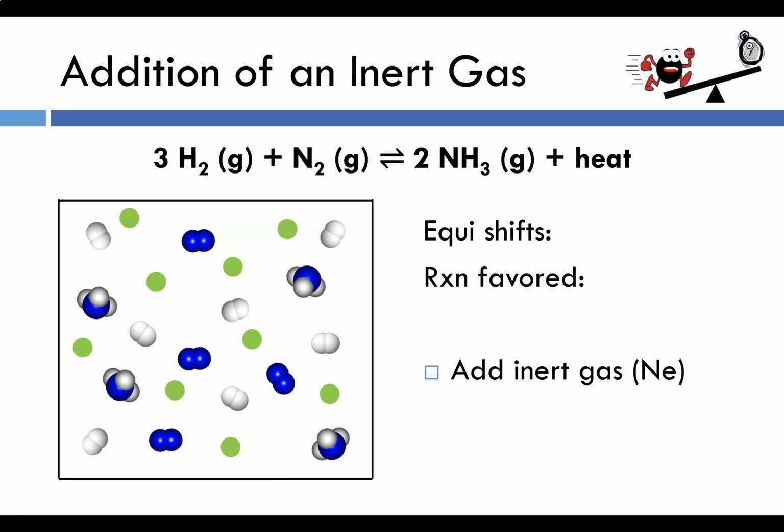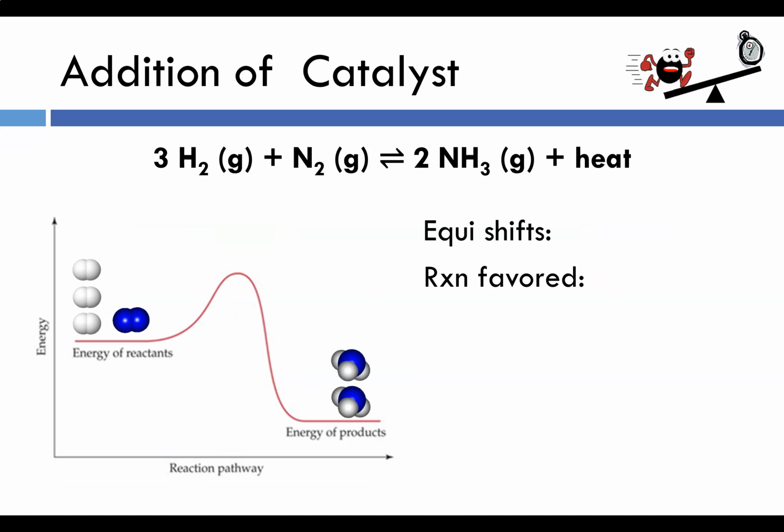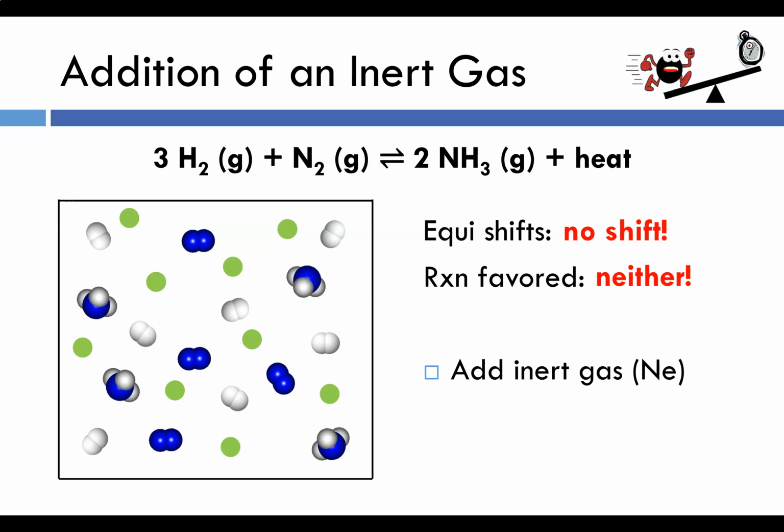Well, it doesn't really react with anything. It actually doesn't cause any shift in equilibrium. What happens is you have changed the partial pressures of all of the substances in the mixture, but they've all changed by the same proportion, so you don't see any shift. So if I add an inert gas, I don't expect to see the equilibrium moving at all, and neither reaction is going to be favored. It does not matter which inert gas you add.